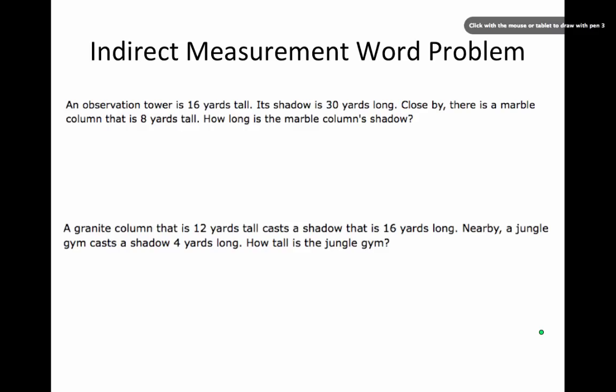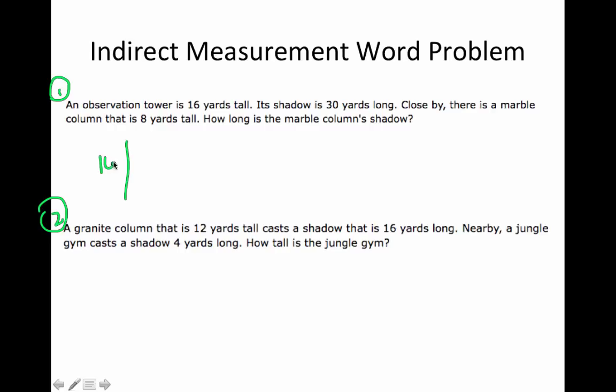So here we're going to get into some word problems that you might see. And in all of these word problems, I really want you to draw a picture. You need to draw a picture to help you visualize what's going on in this problem. We'll do the first problem together, and then the second problem I'm going to have you do on your own. For the first problem, an observation tower is 16 yards tall. Its shadow is 30 yards long. Close by there is a marble column that is 8 yards tall. How tall is the marble column's shadow?